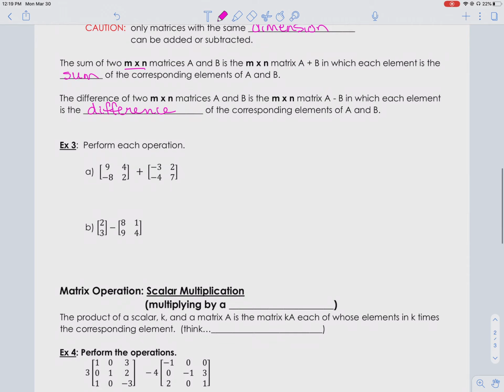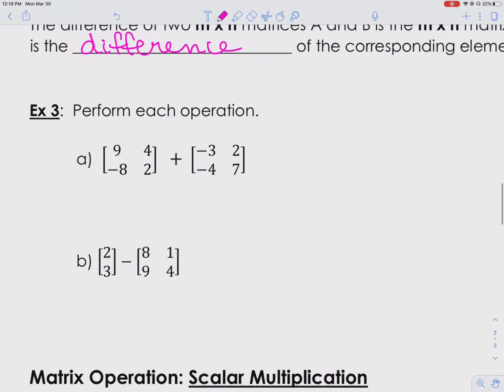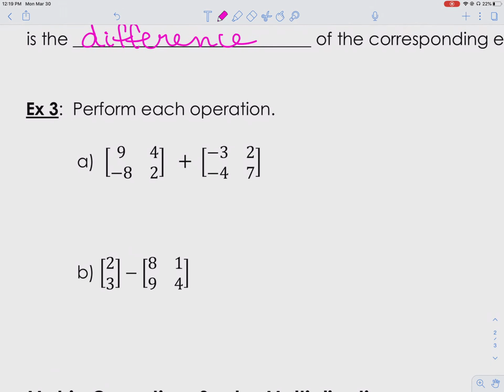So first thing we got to do is make sure that these are the same dimension. If I look at this one, I notice that I have two rows and two columns. So that's a 2 by 2. Now let's look at that one. Is it a 2 by 2? Two rows, two columns. So they have the same dimension. So I can now add them together.